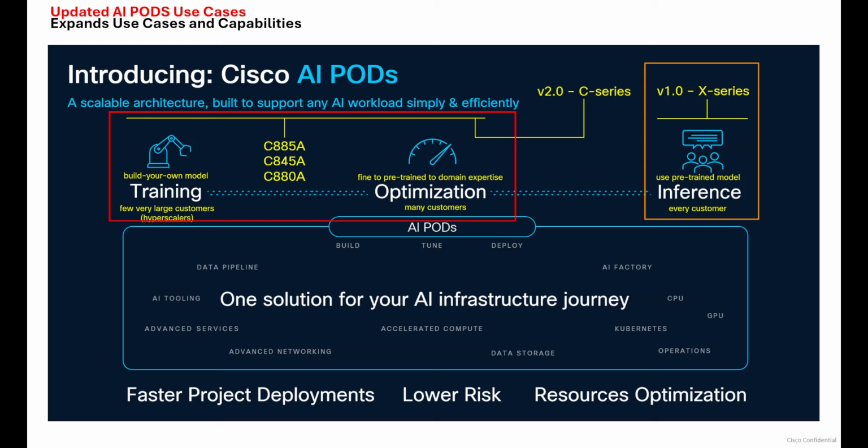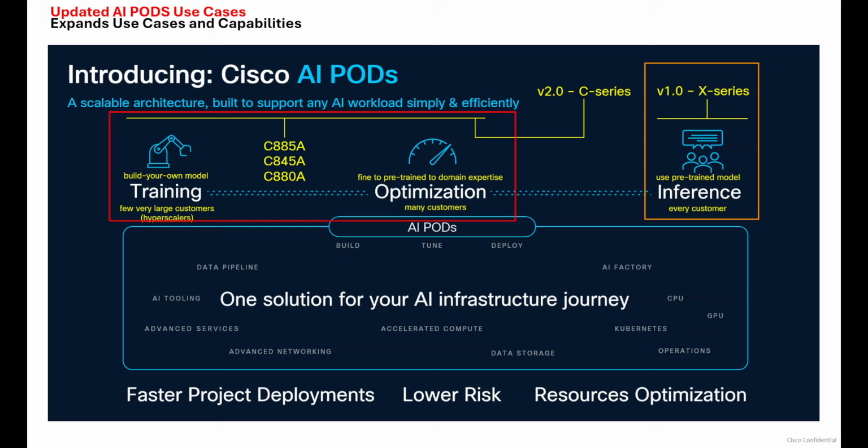So moving on to AI Pods 2.0, this basically expands AI pod capabilities beyond what we could do with X series in AI Pods version 1.0, which remember, and is shown here in the slide, was really focused on inference use cases only. And the way that we're doing that is by adding support for C series servers. So now we're getting into some pretty serious performance territory, right? Specifically in this slide, I'm talking about the C885A, the C845A, and the C880A.